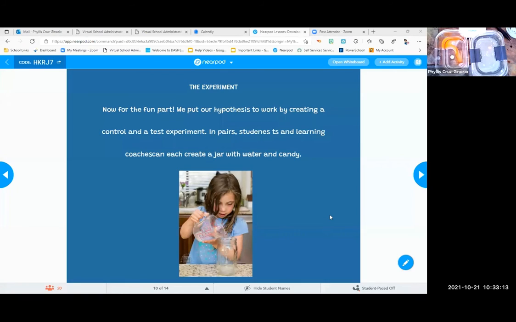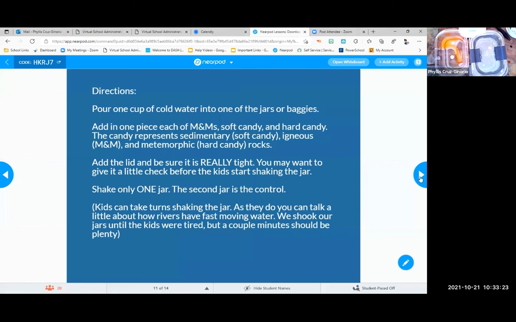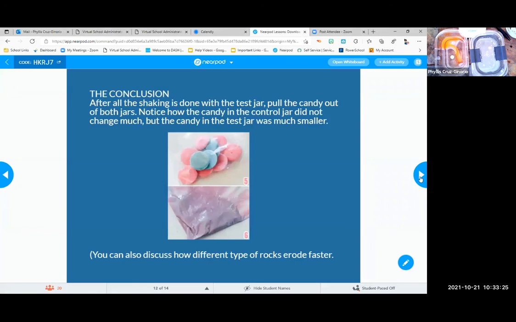Okay, so I'm going to go back to our Nearpod and finish up. Our hypothesis was correct that the rushing water will erode candy much faster, and that candy represents our rocks. Much faster than still or standing water. So let's move on through.